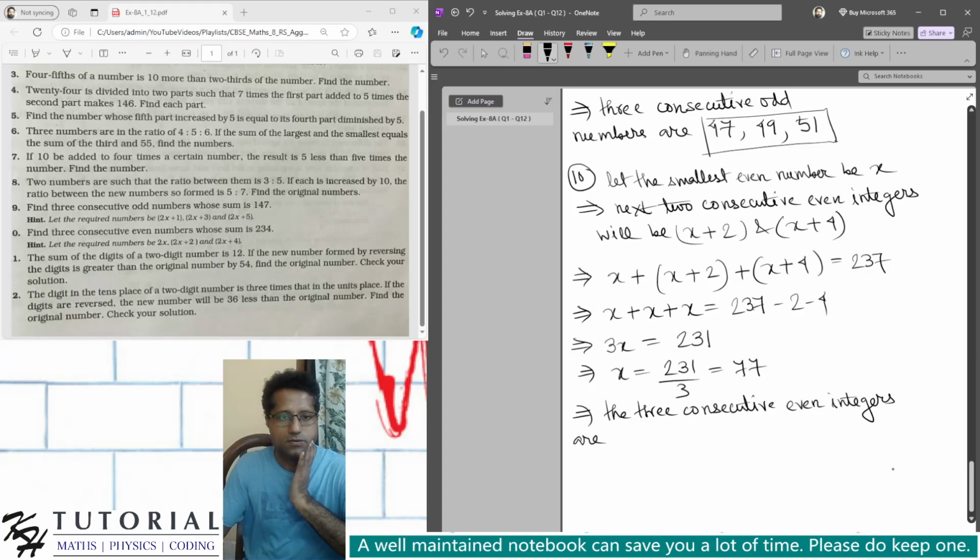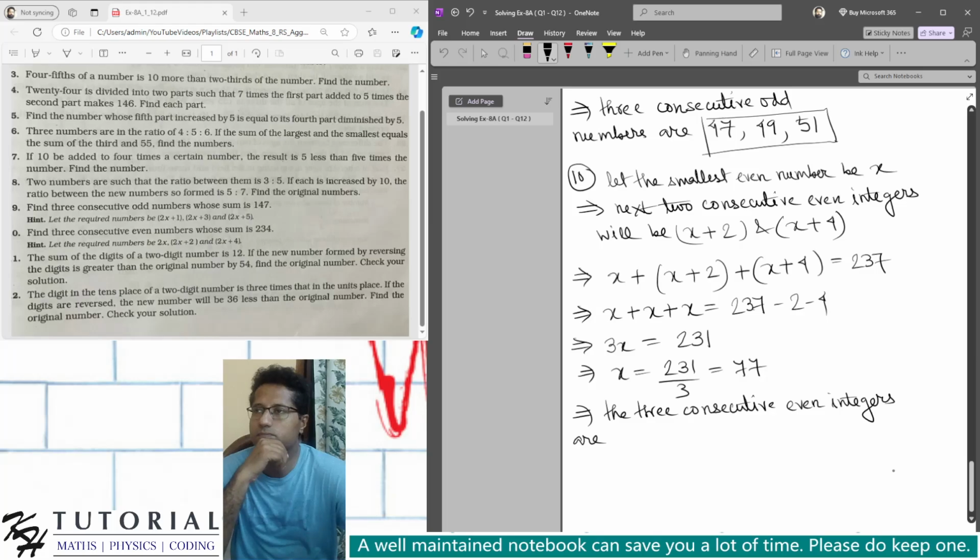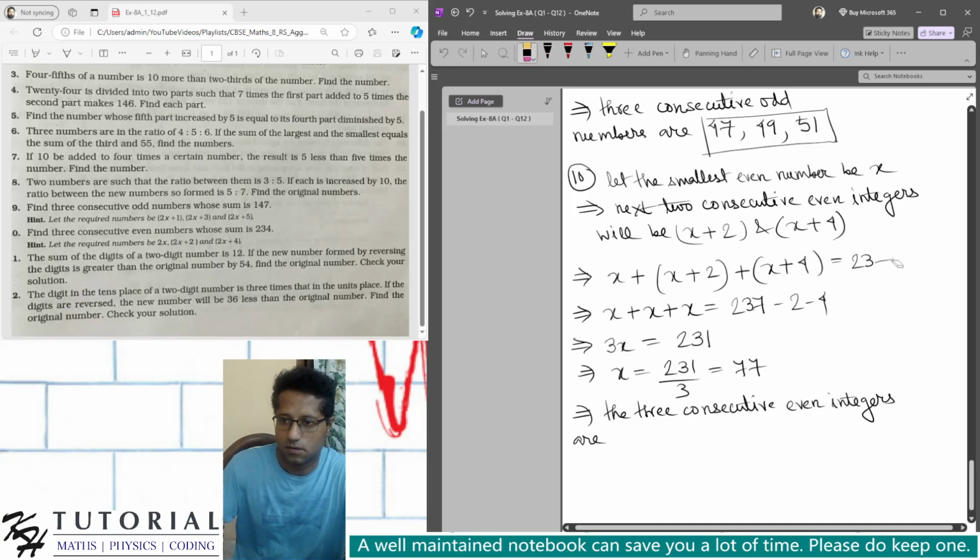Find three consecutive even integers whose sum is 234. So x plus x plus 2 plus x plus 4 we have. Let me see, I'm trying to see why I have got x as 77, because x must be an even integer. So it is 237? Oh, sorry, it is 234, not 237. My mistake. This is 234.